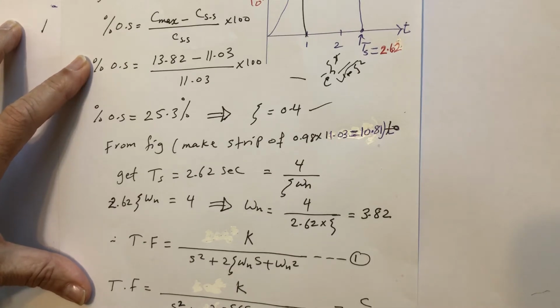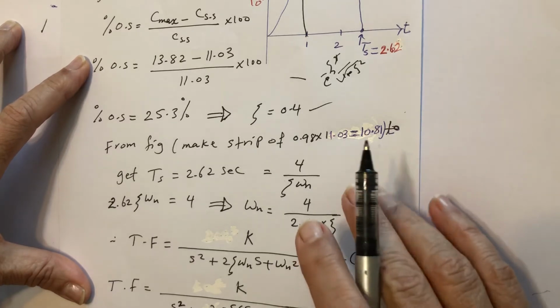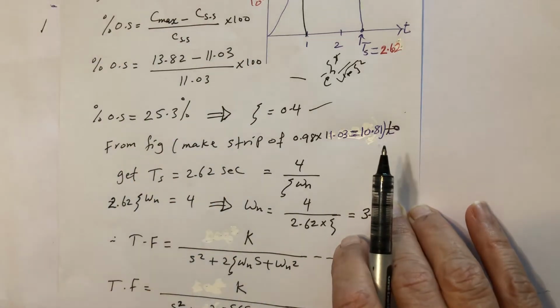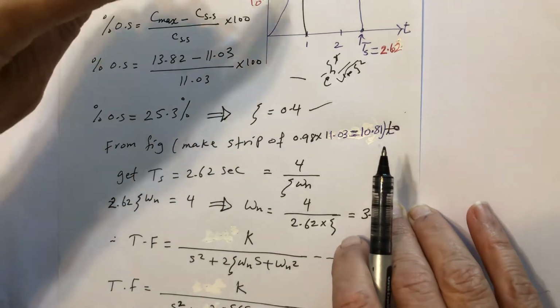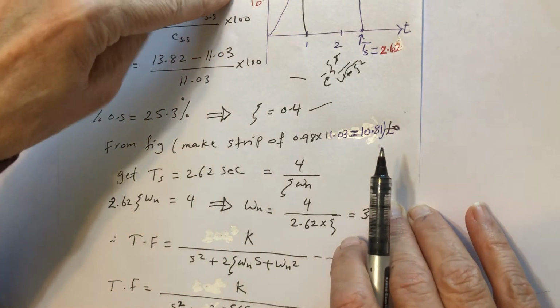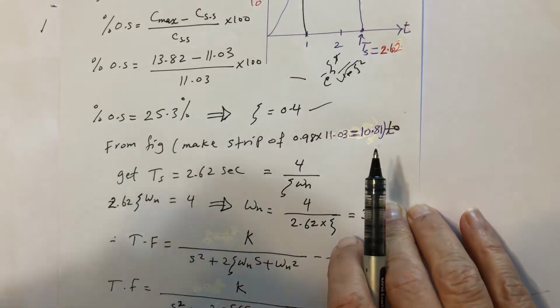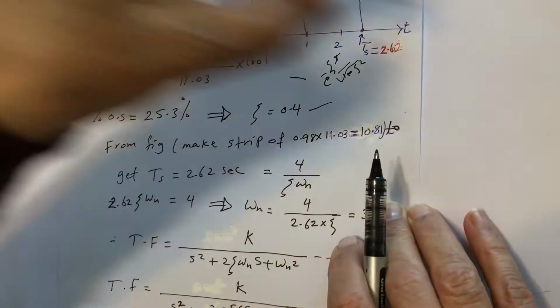Now, what do I want to get? I want to get the settling time. But how do I get settling time? We said we take a strip of value: one line equal to 0.98 of the final value, which is 11.03, and the other one is 1.02 of the final value, so that I make the strip.